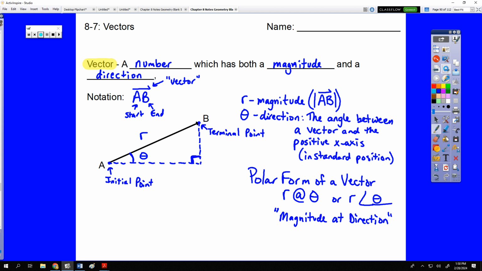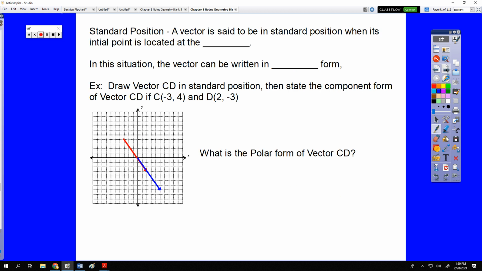So, moving on to standard position. A vector is said to be in standard position if its initial point is located at the origin. If we start at 0, 0, then we will have our vector in standard position, and if the vector is in standard position, then we are able to write the vector in its other form, which is known as the component form, which would be an x component and a y component, a horizontal component and a vertical component.